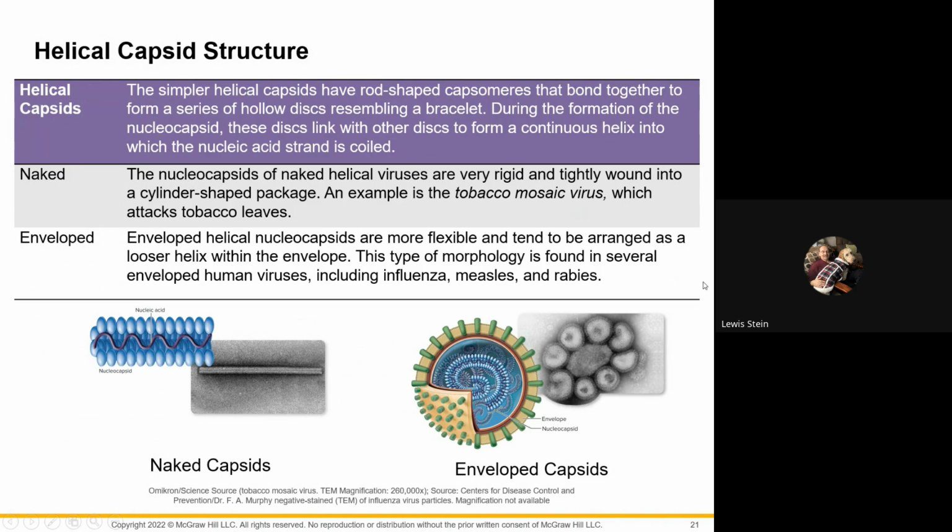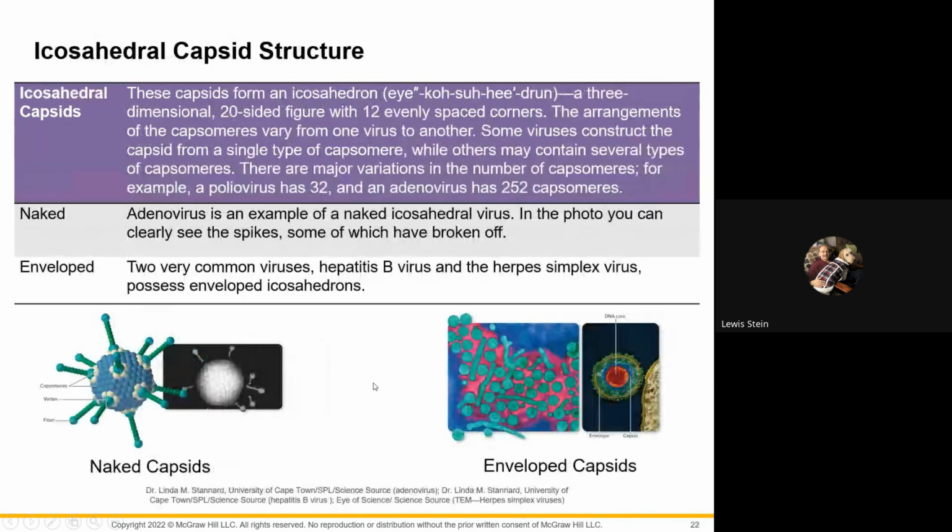Naked. You can look at some of this; I'm not going to ask you about it. This type of morphology is found in several enveloped human viruses: influenza, measles, rabies. There are so many of them. Influenza is an oddball; it's not typical, and they're still trying to determine how to classify it. So here you can see naked adenovirus, a cold virus, and you can see the spikes. Enveloped: hepatitis B, herpes simplex.